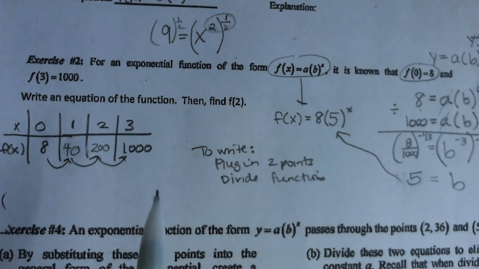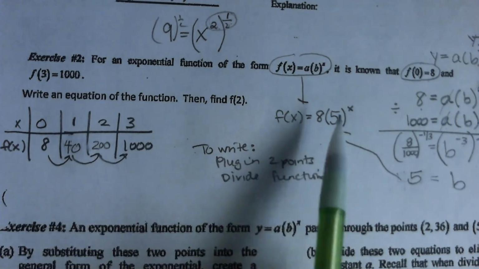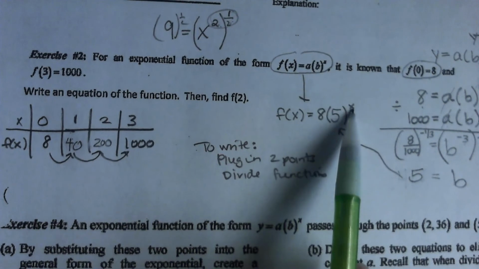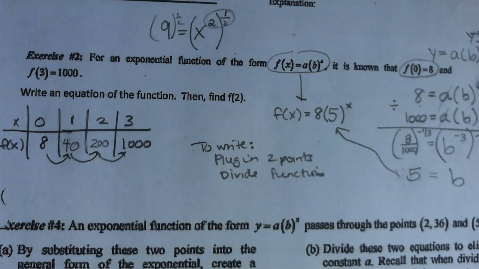And now this says find f of 2, which I did in the chart already, but I could just plug in 2. 5 squared is 25. 25 times 8, 200. Any questions on that? That's how you write equations of exponentials. Plug in your 2 points, divide the functions. Any questions?